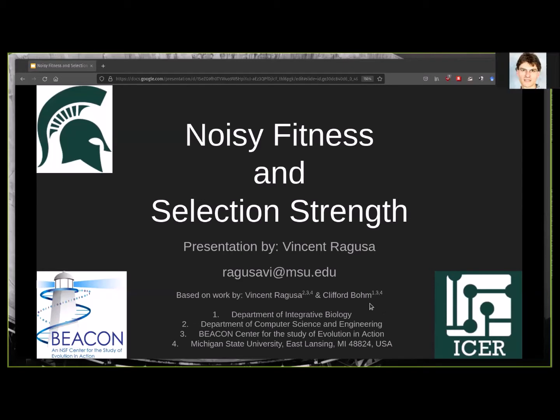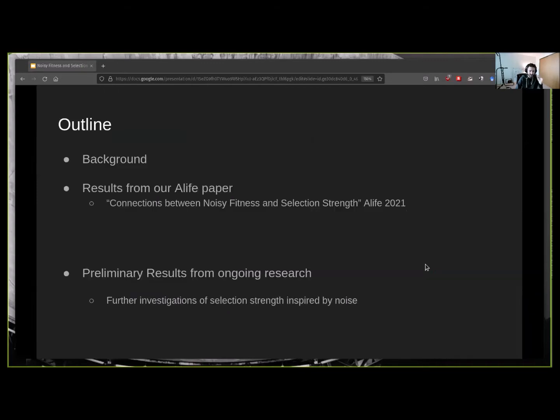I'm going to be talking about how noisy evaluation of an organism's fitness relates to the selection strength in the system. I'm going to start by giving a little bit of background and the details of the results in the A-Life paper, but then I'm also very excited to share some preliminary results from ongoing research. And I'm hoping to fit all this into 15 minutes so we can have some good questions.